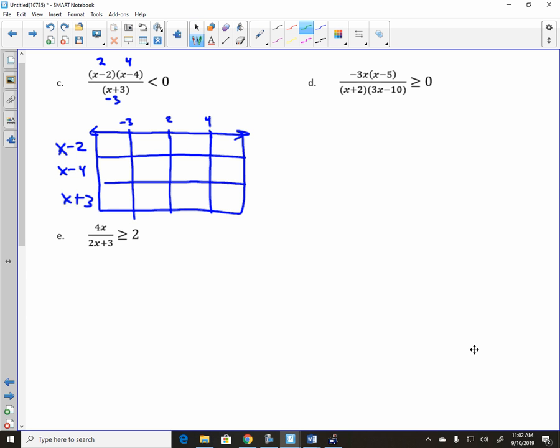Then I start to test. Hannah, give me a number to the left of negative 3. Number to the left of negative 3. Negative 5 minus 2 is a negative. Negative 5 minus 4 is a negative. And negative 5 plus 3 is a negative.